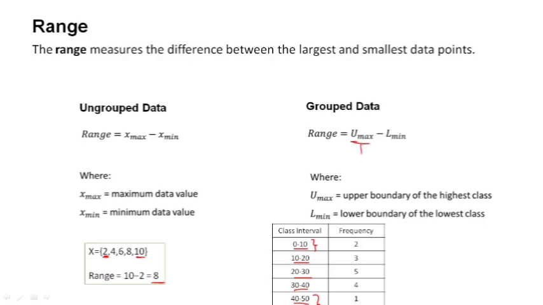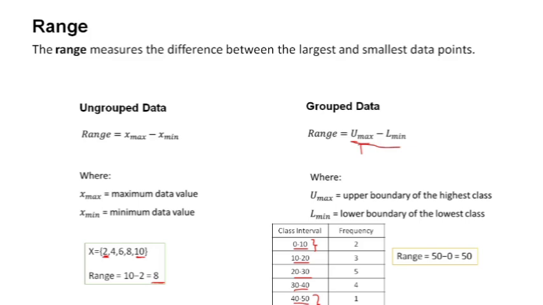But again I'm repeating here for all of you. Remember that first you have to locate the lowest class and highest class, then only you can find out the upper boundary and lower boundary for that particular class. So the upper boundary of the highest class and lower boundary of the lowest class are important for finding the range of grouped data.